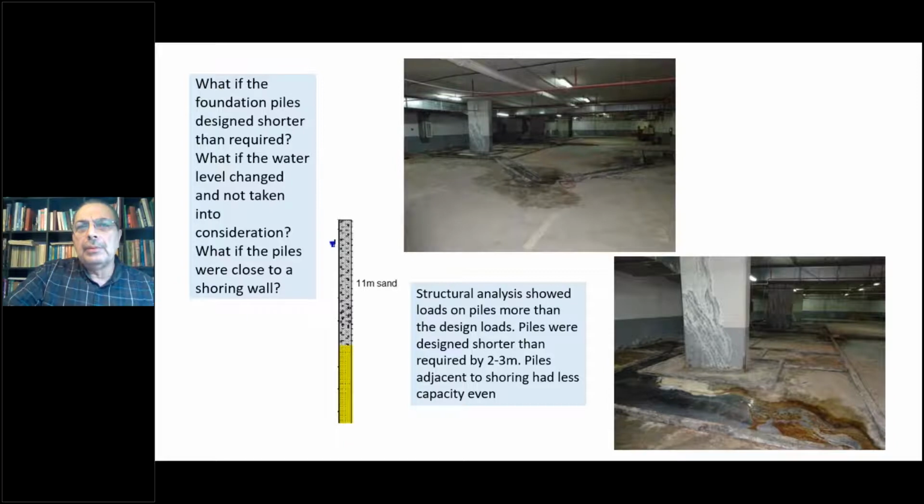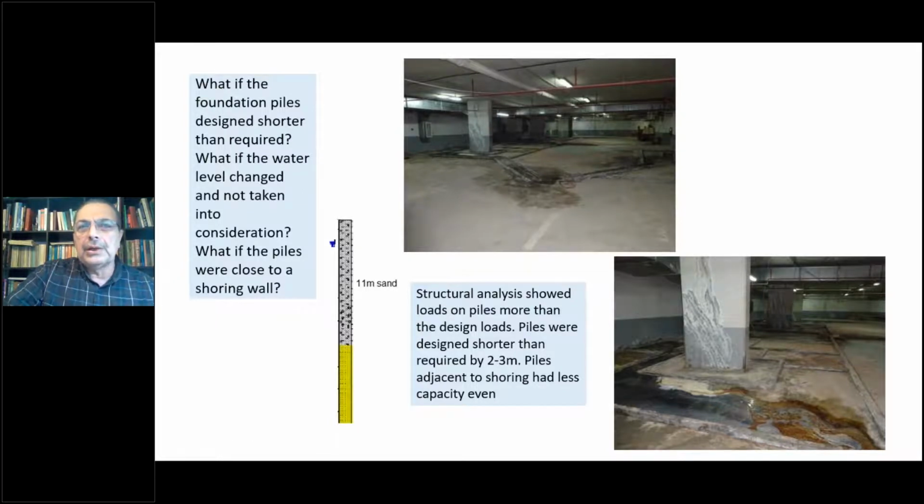but two problems occurred. The first problem was that the piles that really failed were near the shoring wall. And second, the elevation of the rock layer estimated by the soil report was different by 2 to 3 meters from the existing rock layer elevation. So the socket within the rock layer was shorter than required.